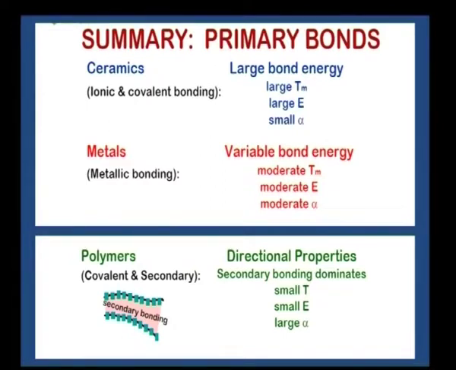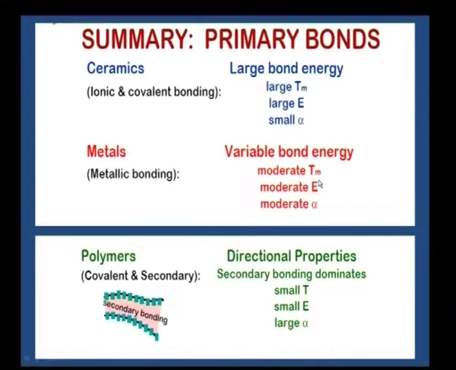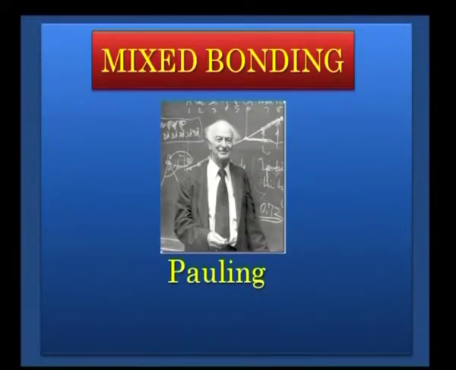In metals, you have the variable bond energy. Metals, the bonding is obviously metallic bonding. The moderate melting temperature, moderate elasticity, moderate alpha, right. Polymers, covalent plus secondary bonding, directional properties will be there. Secondary bonding dominates, small melting temperature, small modulus and large thermal expansion. And you have the mixed bonding.